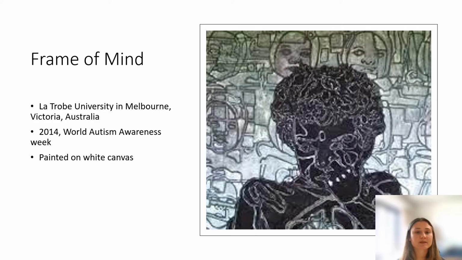Frame of Mind is hung up in La Trobe University in Melbourne, Victoria, Australia. It was created in 2014 during World Autism Awareness Week and is painted on a white canvas. It is a 2D image, and he uses a subtle black background and uses white to demonstrate the contrast. You look particularly into the detail of his hair and his hands. He clearly shows discomfort, and if you look at the back, there is an array of distorted images, and he does this to illustrate the discomfort he has within everyday interaction as someone who's affected by autism.